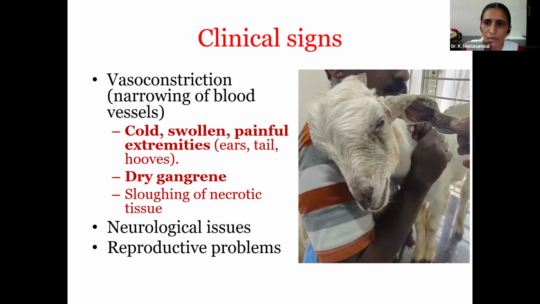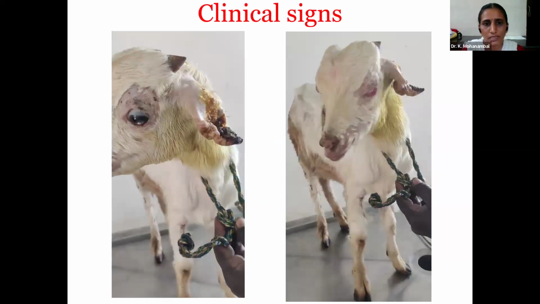In your practice, definitely you will observe animals with dry ears. If you twist the ear, it will break. In earlier stages, there will be swelling and sloughing of the ear or extremities. That is because of ergot poisoning. Some animals will show neurological issues like ataxia, and reproductive problems also occur when the animal ingests ergot alkaloids chronically. This is an animal presented to our clinic with ergot poisoning. You can see necrosis and dryness of the ear, and dry gangrene in this animal.